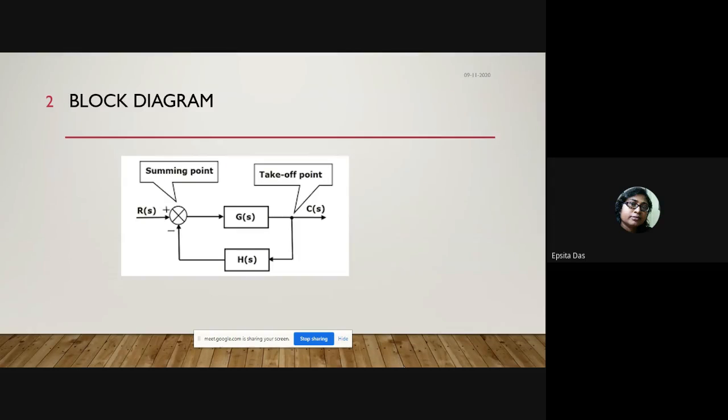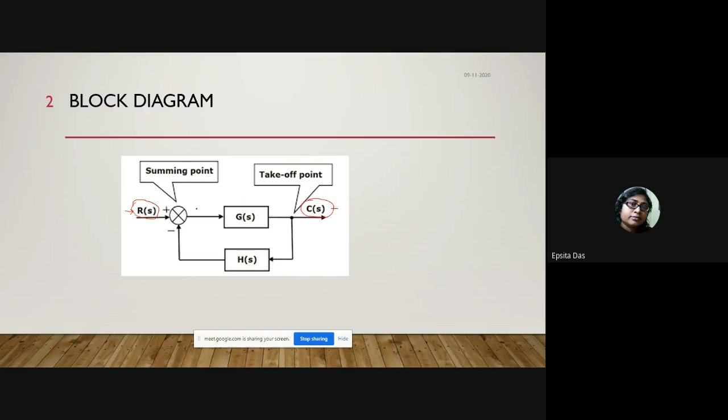In this diagram, this is called a summer, or a summing point. This is the input signal to the summer, which is also known as the reference signal. The final output is generally expressed with the term C(s).